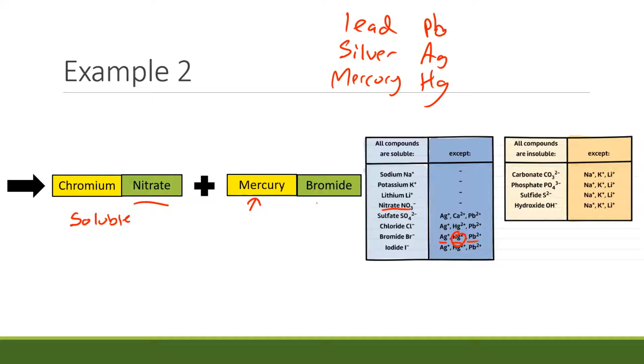So that means mercury bromide, mercury is one of the deadly trio. So therefore, we say this is insoluble. This will make a solid. This is our precipitate.